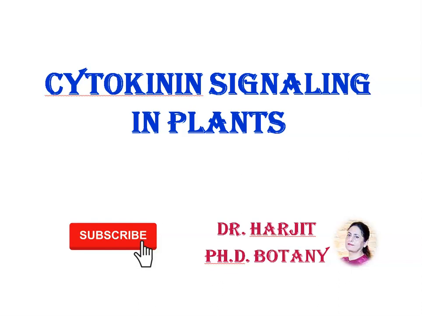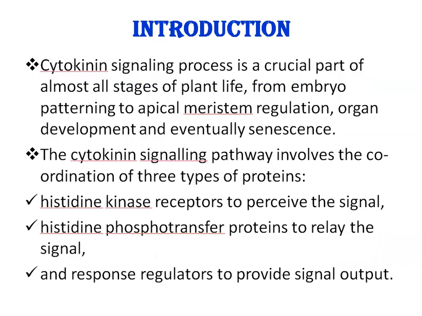Hello students, our today's topic is cytokinin signaling in plants. Cytokinins are plant hormones. They are a class of molecules that are unsubstituted adenine derivatives such as isopentenyl adenine and trans and cis zeatin, which are common in plants.